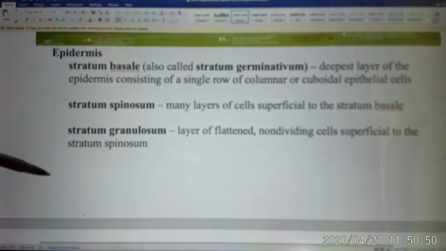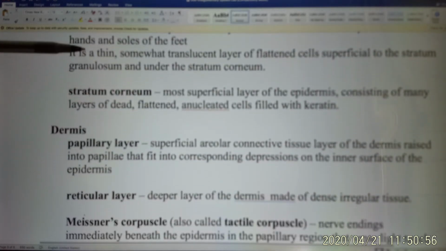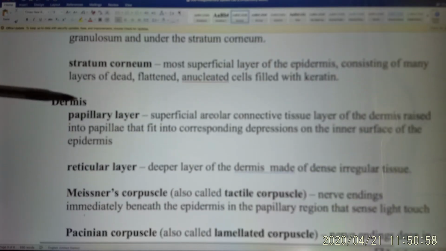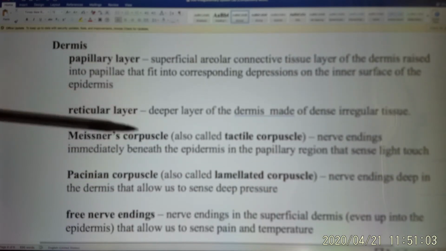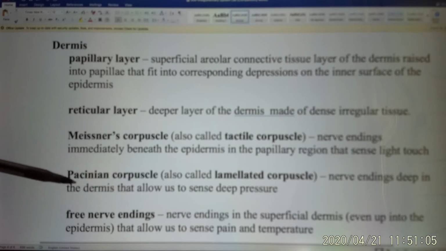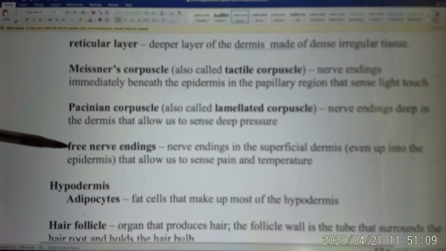So this covered this part. Epidermis, we have 5 sublayers. We talked about all of them, and you need to be able to identify them. The dermis has 2 layers. And we talked about the tactile capsule, that's the touch sensor. Pacinian capsule, that's the pressure sensor, and it is deeper. And free nerve endings are the ones that feel the pain sensation.